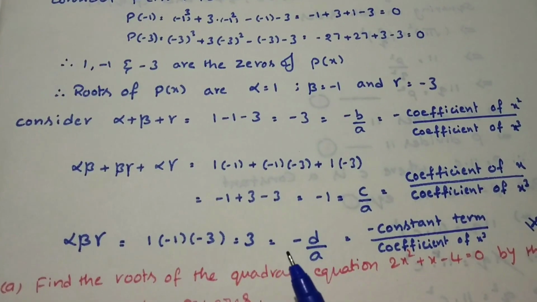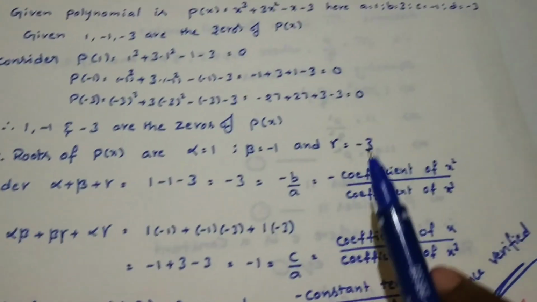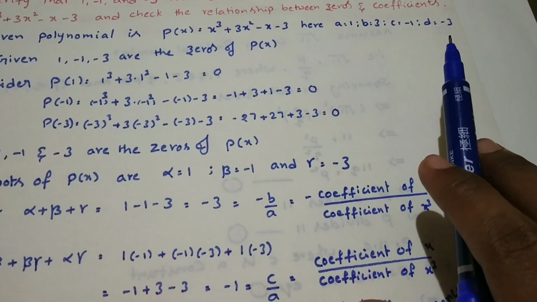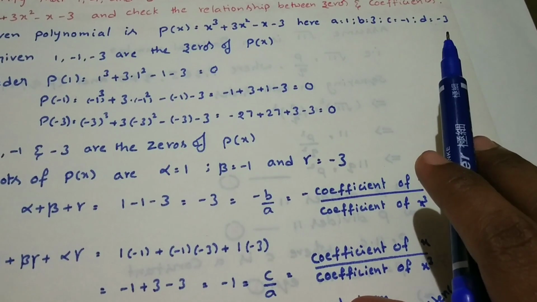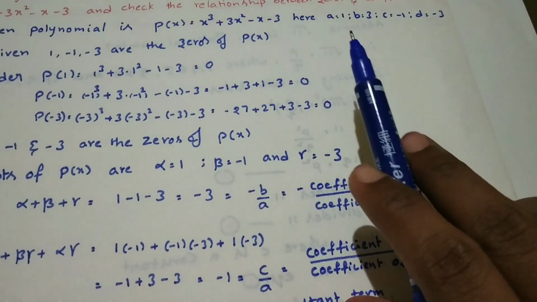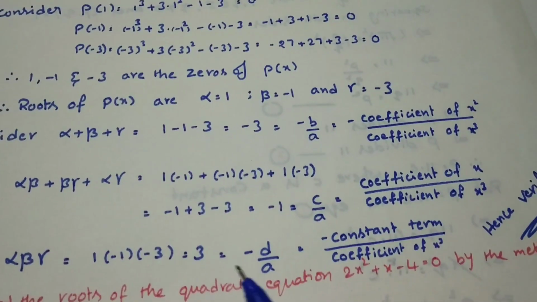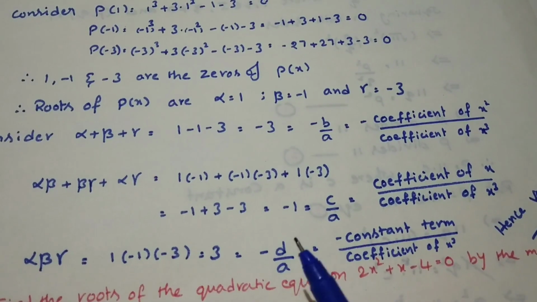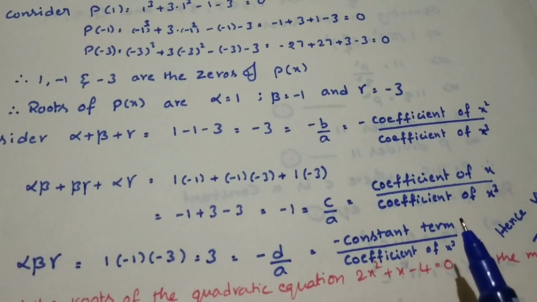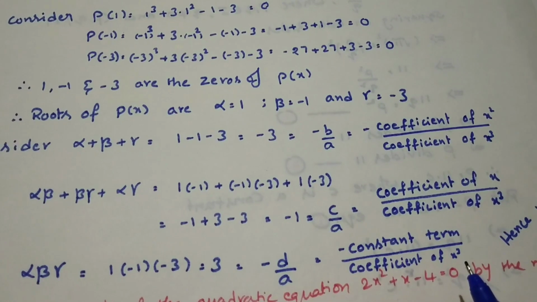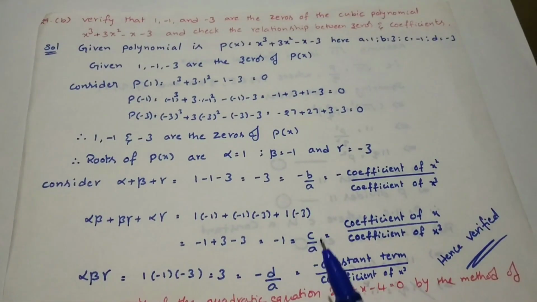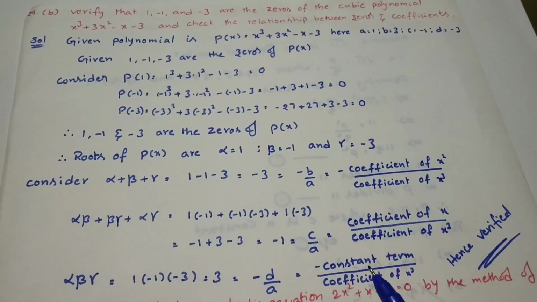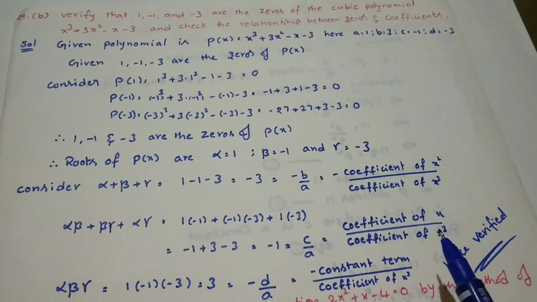3 you are going to get. That is nothing but minus d by a. What is d here? Minus 3. Minus d by a: minus of minus 3 is plus 3, divided by a, which is 1. So the answer is 3. So the product of the roots, 3, you are getting. Minus d by a is nothing but minus the constant term by the coefficient of x cube. Hence proved. This is the relationship between the product of the roots and the coefficients.